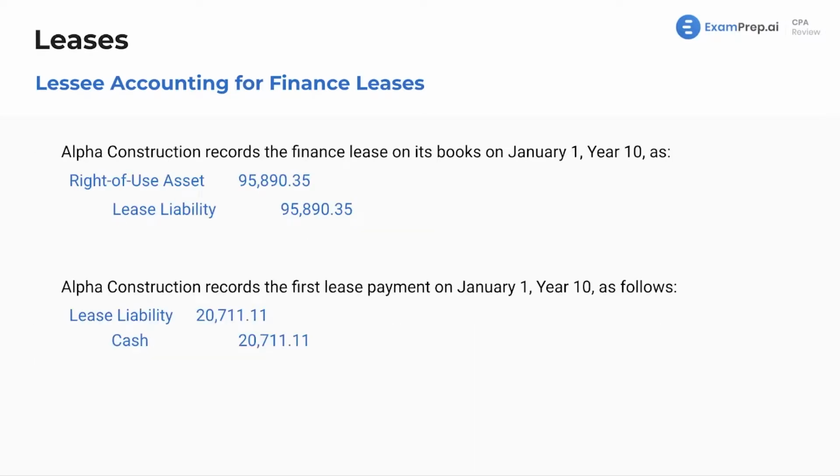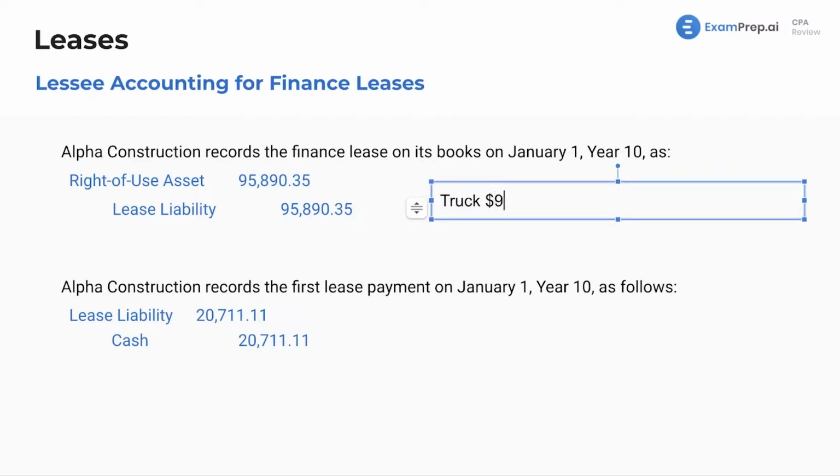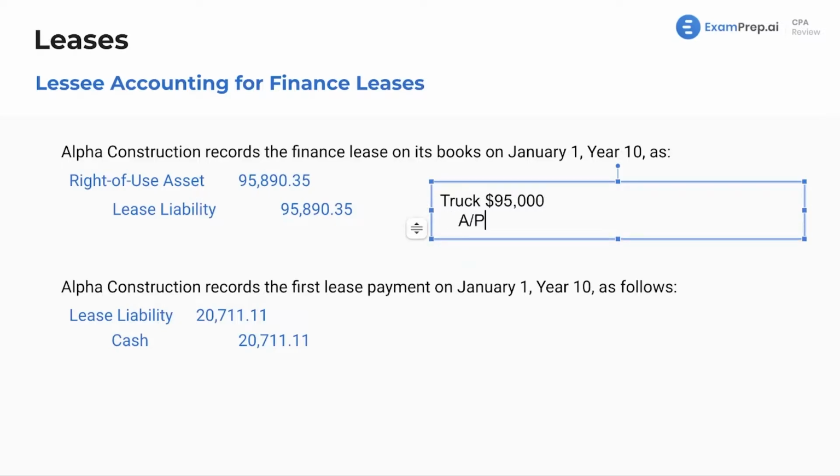Now we get into some journal entries. Here we go. Journal entries all the way. Well, what happens? Think of this, it's a similar journal entry, right? So the finance lease on its books. What would be the journal entry if we bought a truck for $95,000? I'm just going to use clean numbers. Well, we would debit truck, which is an asset for $95,000. And if we didn't use cash, we would credit accounts payable for $95,000.